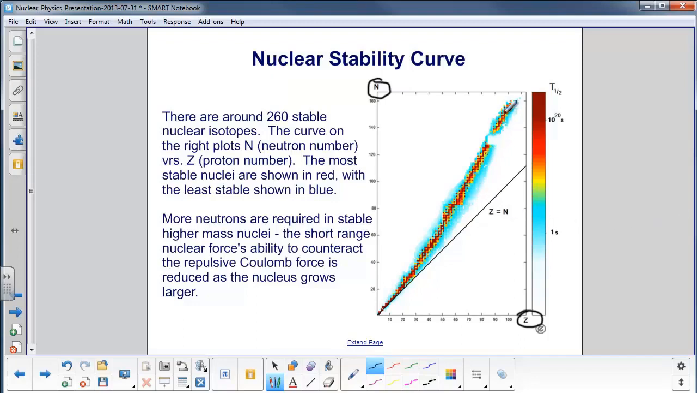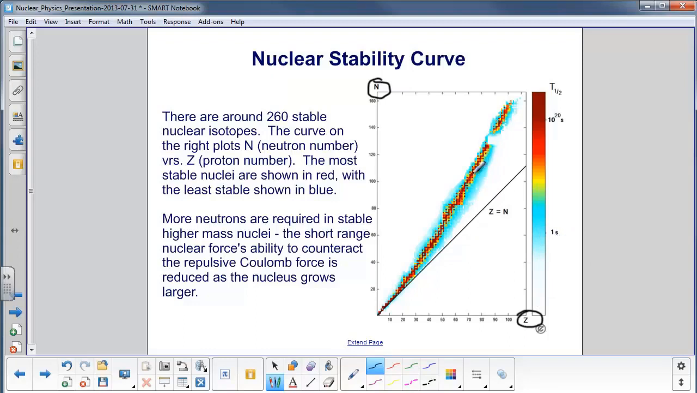The way to view this, the red dots are the most stable nuclei. They last 10 to the 20th seconds, which is a huge number. The less stable nuclei are white and blue. They only have lifetimes of about 1 second.